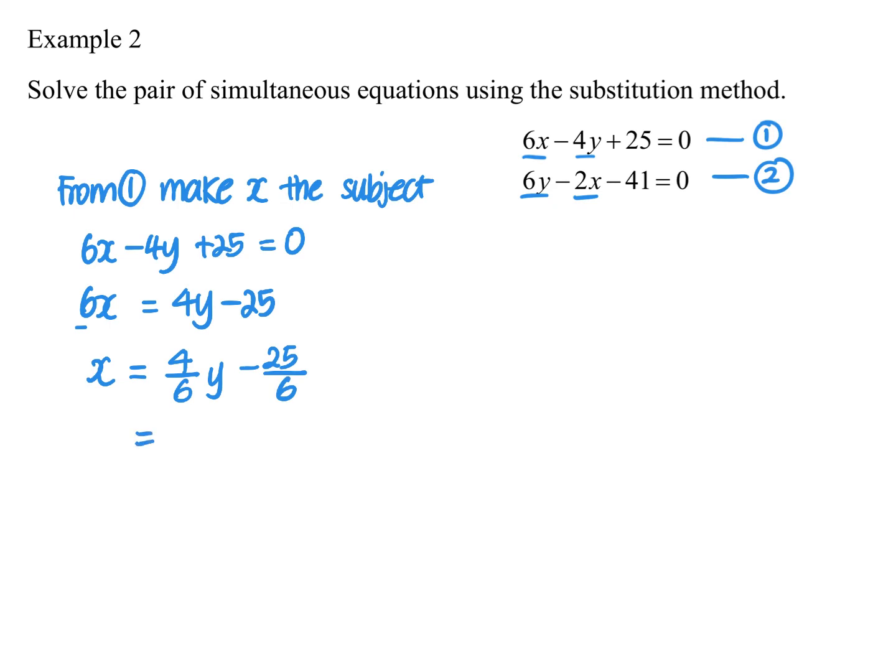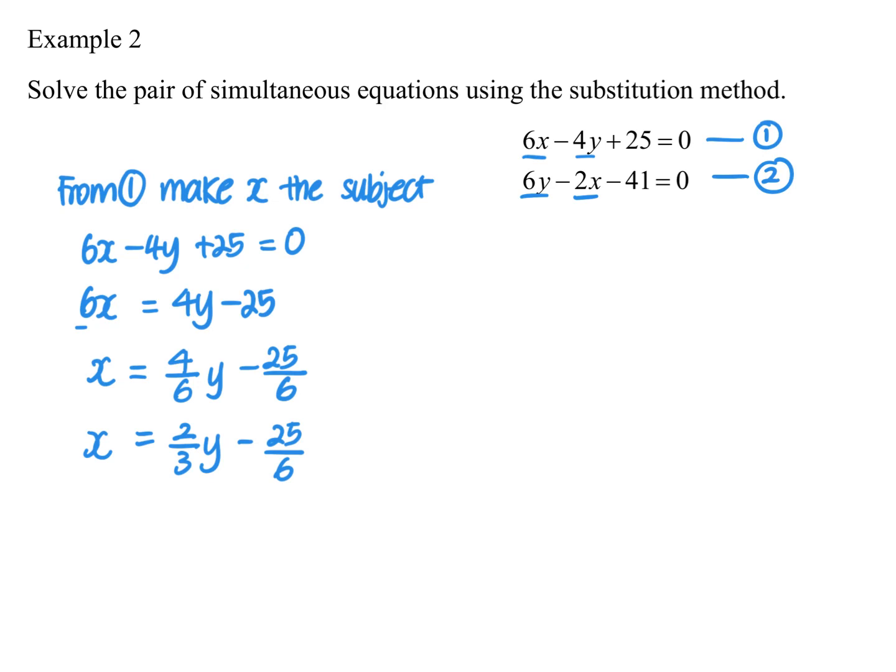Then you notice that actually 4 over 6, right? I can use my calculator. So I can simplify a little bit. Then it becomes 2 over 3 of a y. 25 divided by 6. Okay, cannot be simplified. So still 25 over 6. So now I have x as my subject.